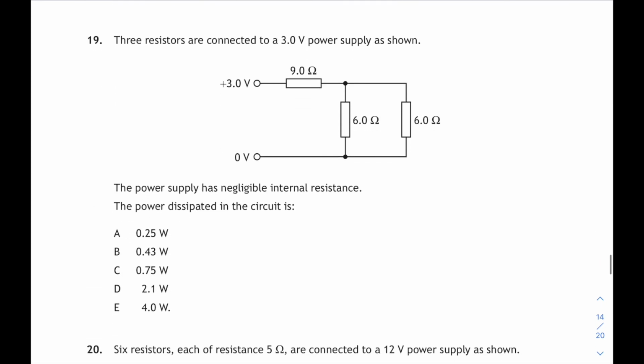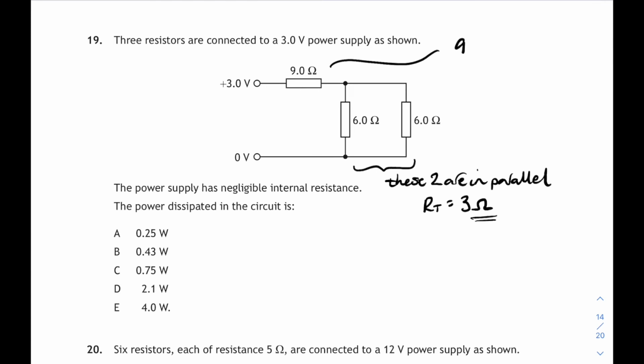Question 19. 3 resistors are connected to a 3 volt power supply as shown. The power supply's got negligible internal resistance, and we have to work out the power dissipated in this circuit. So we need the total resistance of the circuit first. Now these 2 resistors are in parallel. The 2 6 ohms in parallel gives us a total of 3 ohms, and that 3 gets added to the 9 ohm resistor because they're in series with each other. So the total resistance of the circuit is 12 ohms.